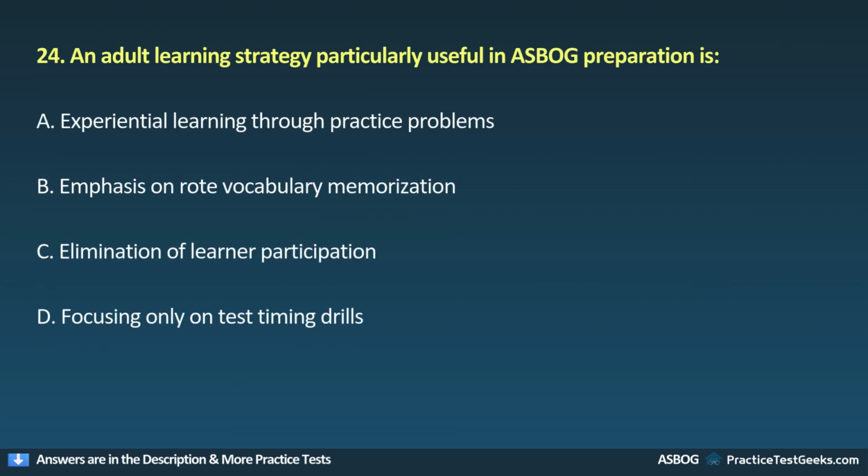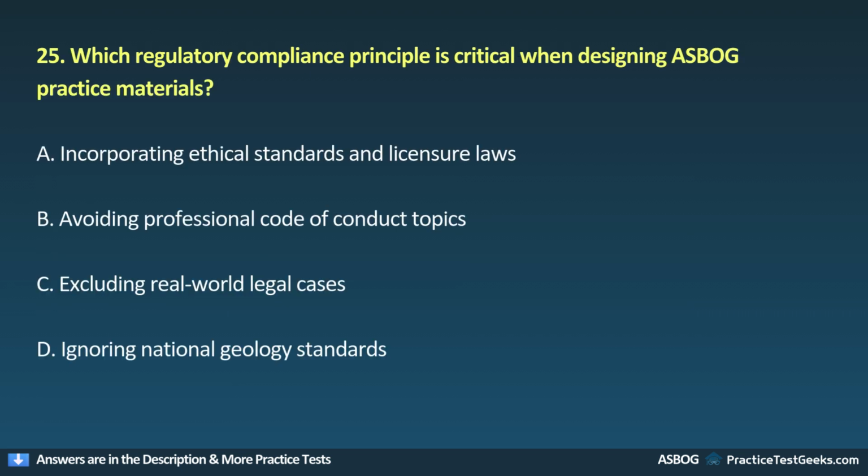24. An adult learning strategy particularly useful in ASBOG preparation is: A. Experiential learning through practice problems. B. Emphasis on rote vocabulary memorization. C. Elimination of learner participation. D. Focusing only on test timing drills.